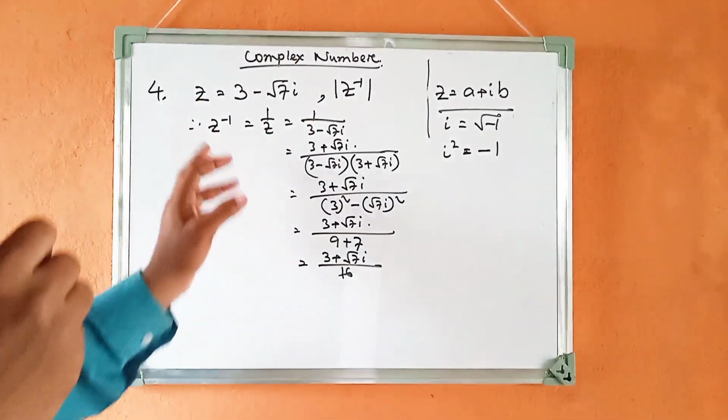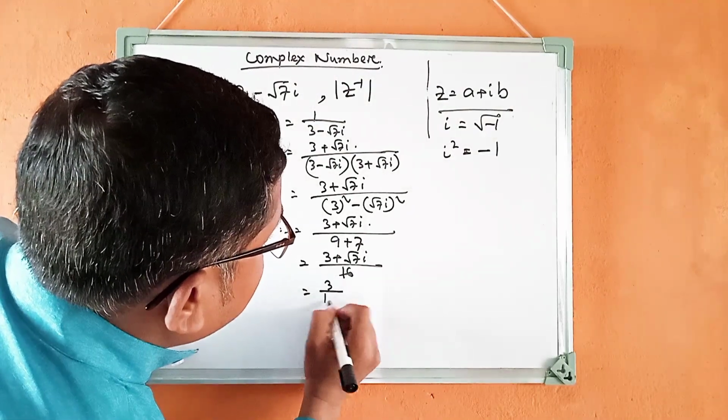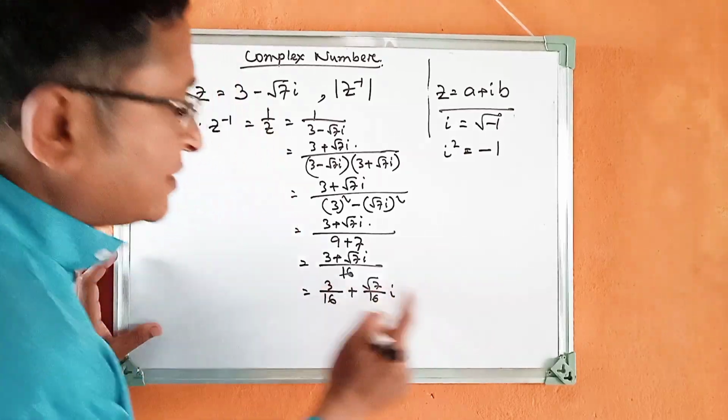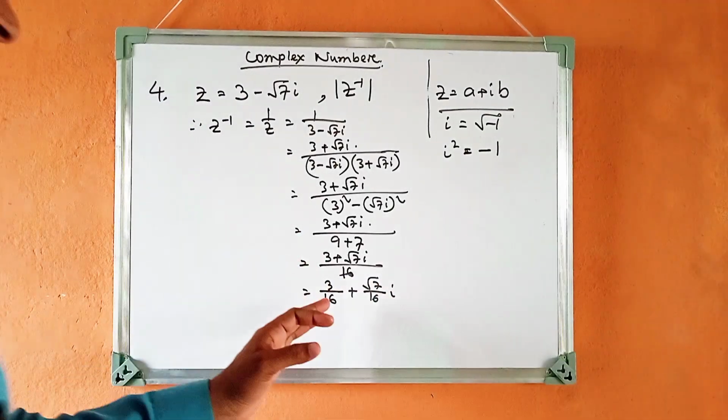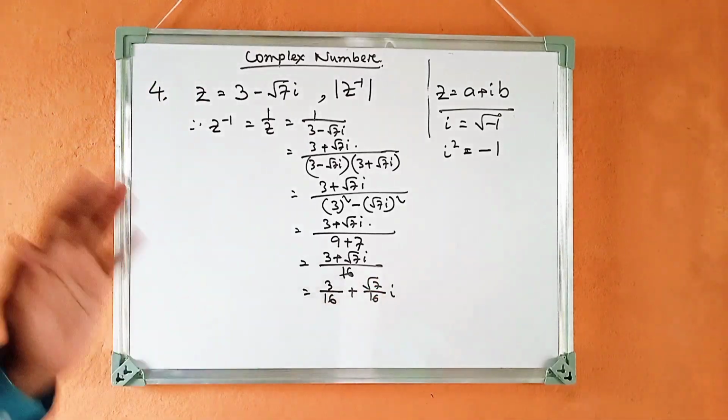So this is the value of z inverse. Simplifying it, 3 by 16 plus root over 7 divided by 16 into i. Right? Simplified in the standard form, that is 3 by 16 plus root over 7 by 16 into i. Clear? So we get the standard form.